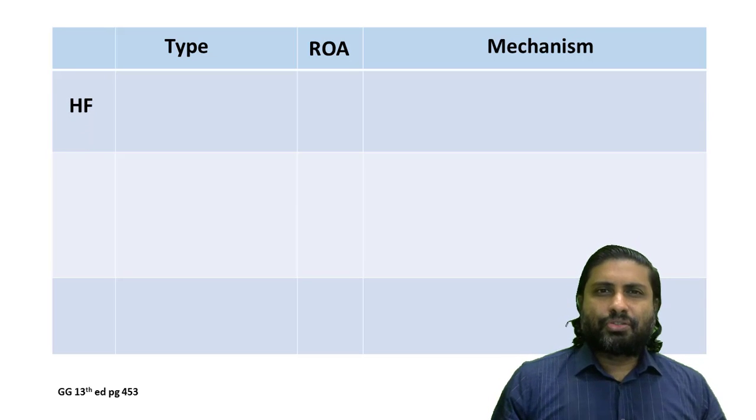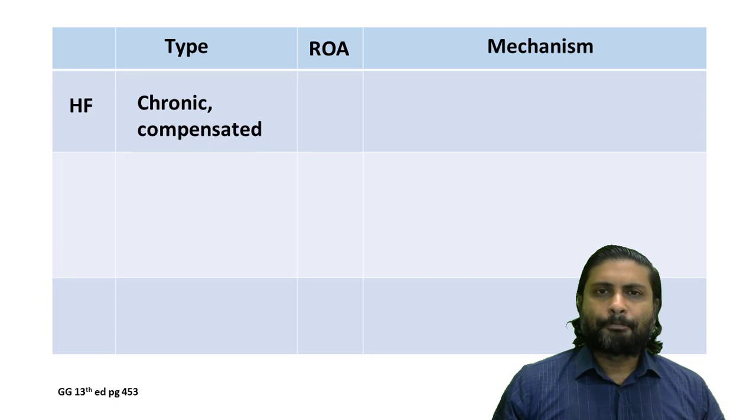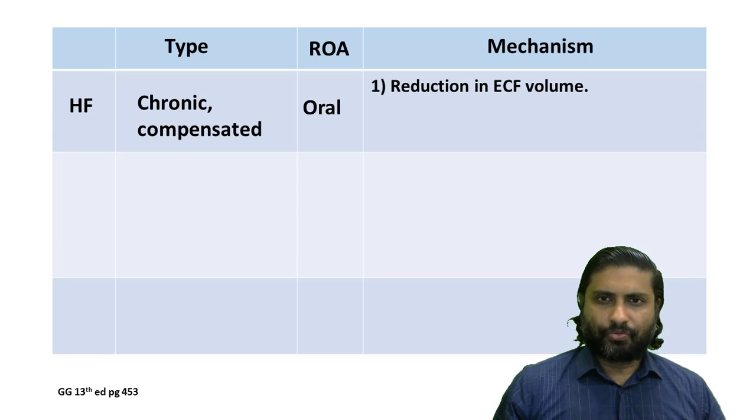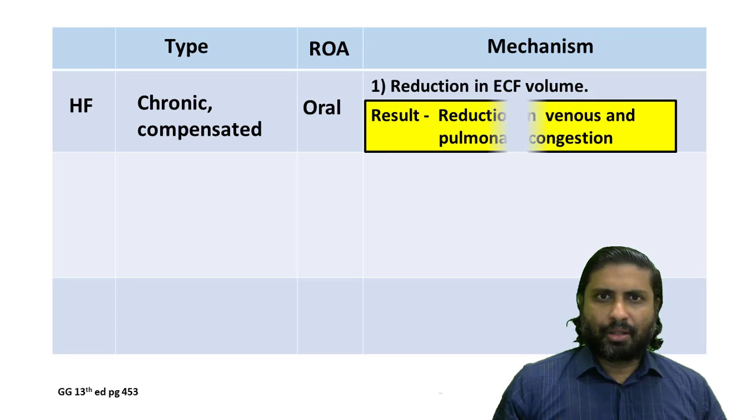Right, so just to briefly tell you about the role of loop diuretics in heart failure. There is a form of heart failure called chronic compensated heart failure, where the patient is relatively asymptomatic. In such forms of heart failure, loop diuretics are given orally, and in such patients, loop diuretics act by reducing the extracellular fluid volume, thereby relieving congestive symptoms. The congestive symptoms in the pulmonary circulation and the peripheral circulation as well.